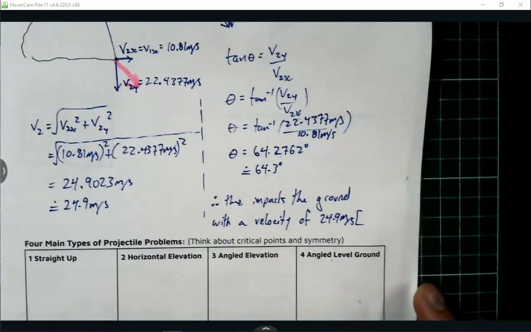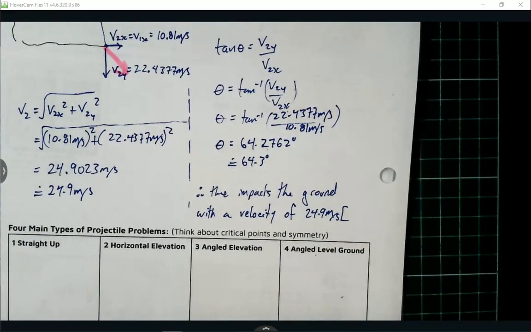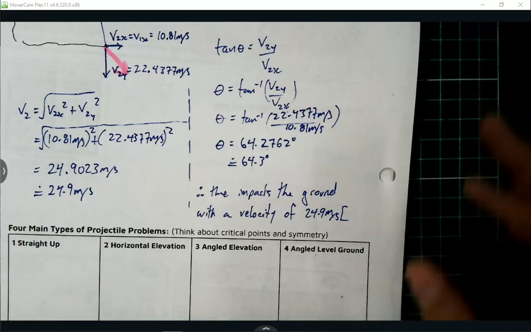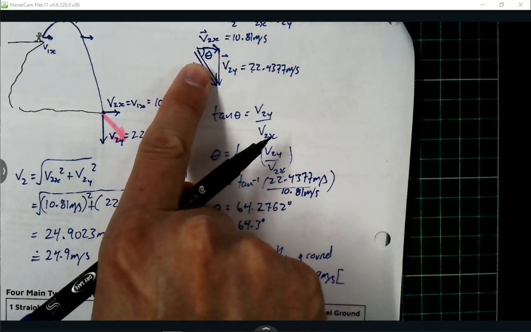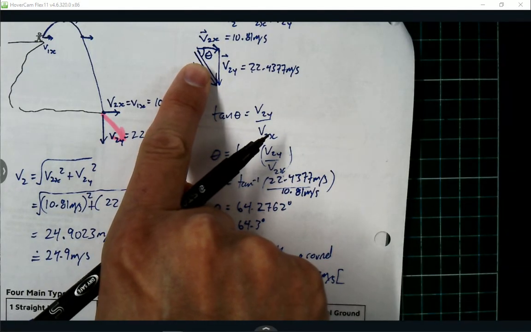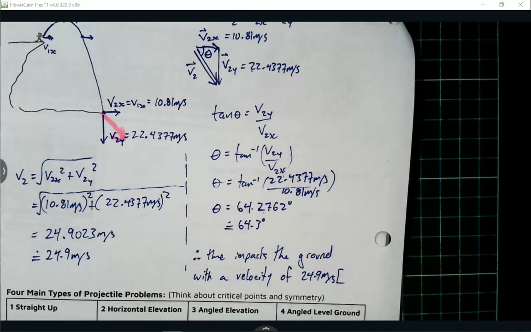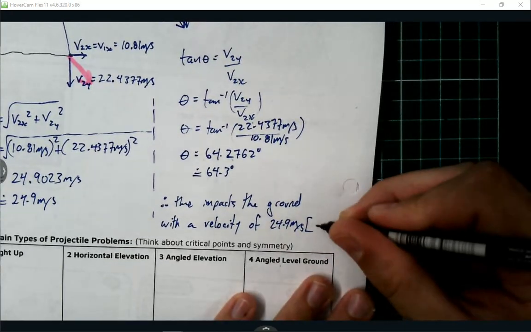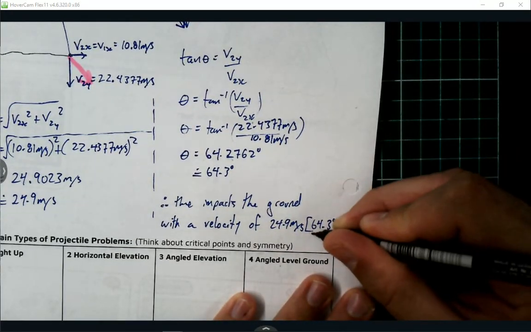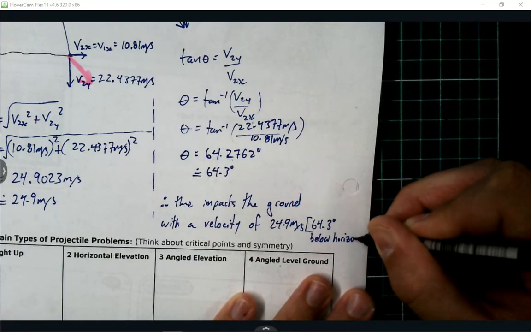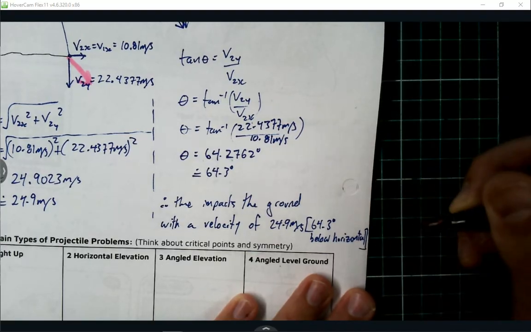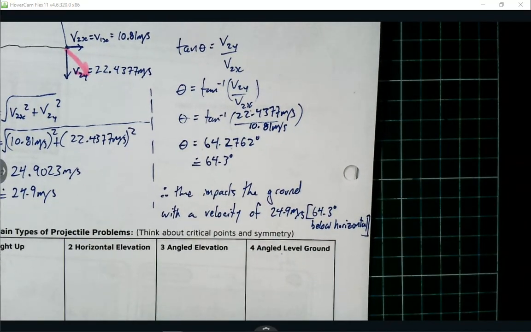Now this is the thing we want to make sure that we got right, because we said that for projectiles we will always do relative to the horizontal for our direction. So it'll either be an angle below the horizontal or an angle above the horizontal. So I just want to scan up here. Is that an angle above the horizontal or below the horizontal? Below. This is below the horizontal, right? So we could say it's 64.3 degrees below horizontal. No short forms on this one. So 64.3 degrees below horizontal.